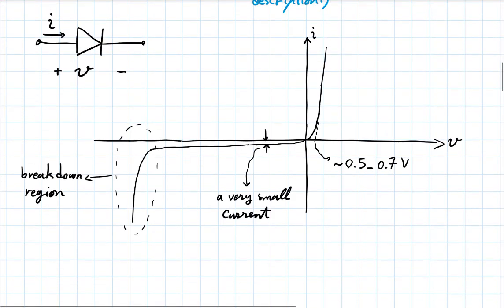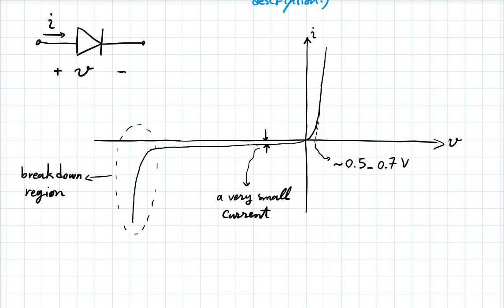Now, sometimes this breakdown could be destructive because, imagine, this could be potentially a large negative voltage. So you're applying a high voltage across the device, and this current can grow very fast. So the power in the device can be very high, and it could just destroy it. And it could go out of control.